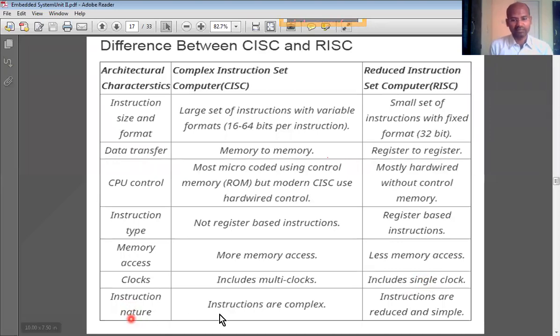Instruction nature. In CISC, instructions are complex. In RISC, instructions are reduced and simple. Simple in the sense that in one clock, that instruction will be executed. To execute a CISC instruction, you have to break it down into several small codes called microcodes. It takes many clock cycles to execute this instruction. That's why we are calling this complex instruction set.